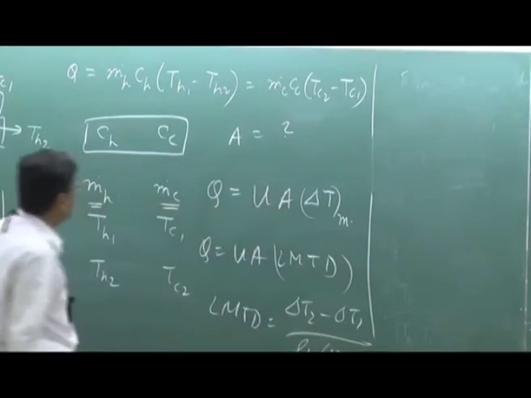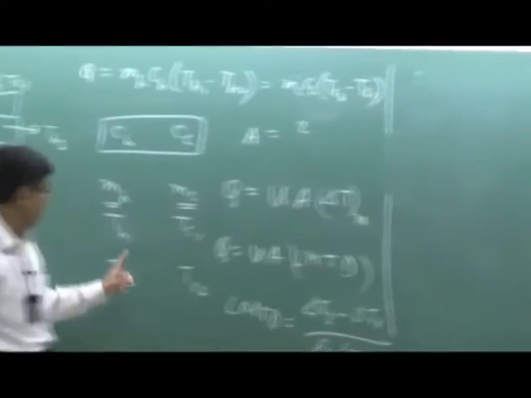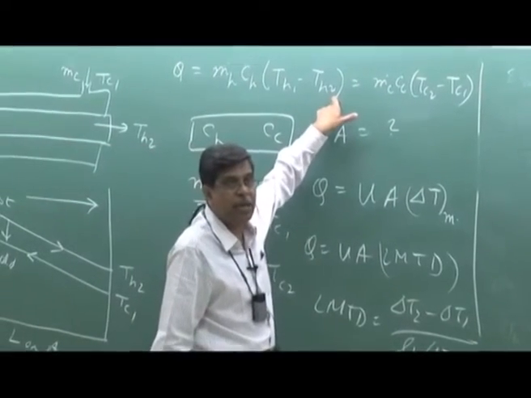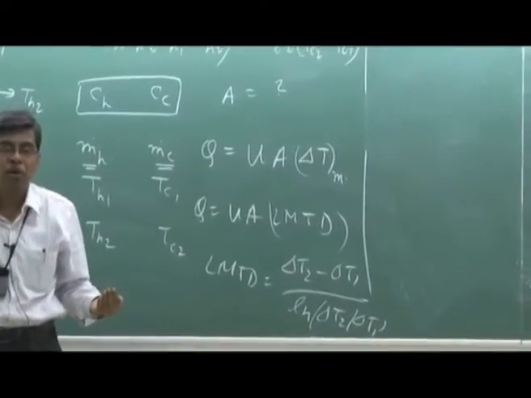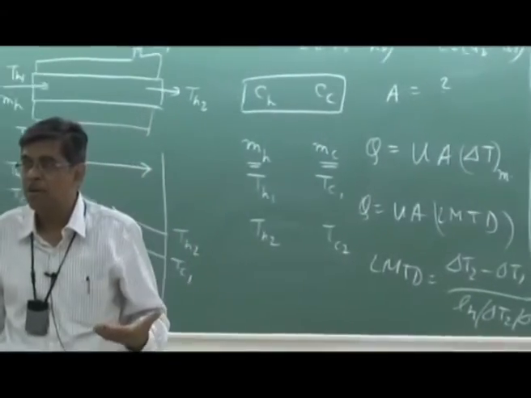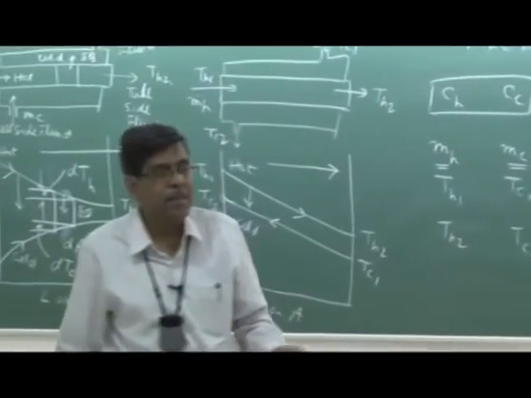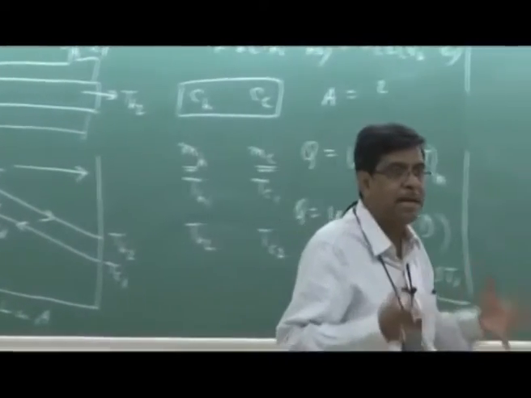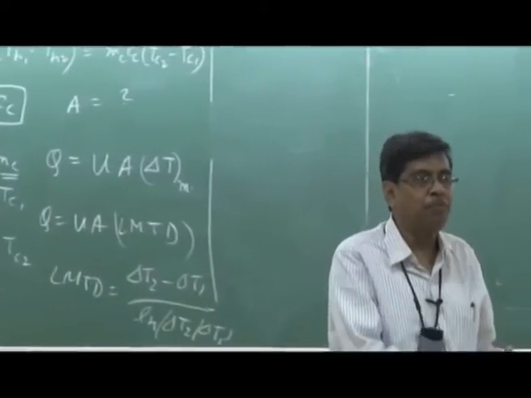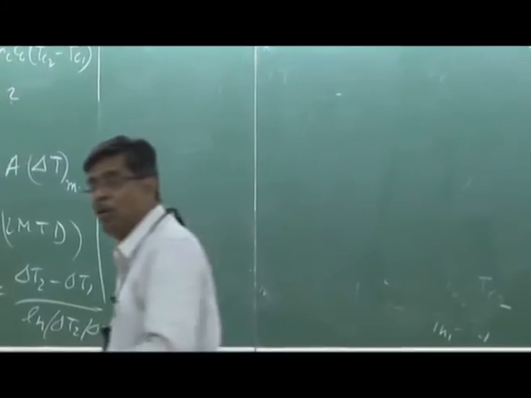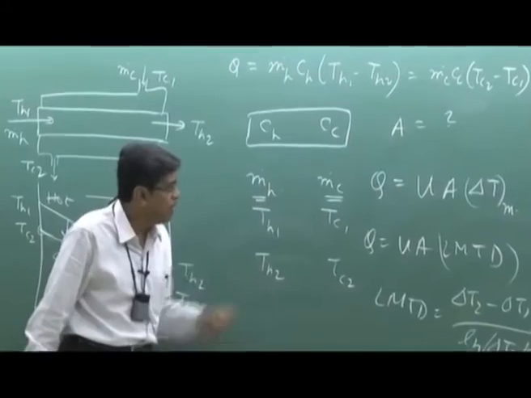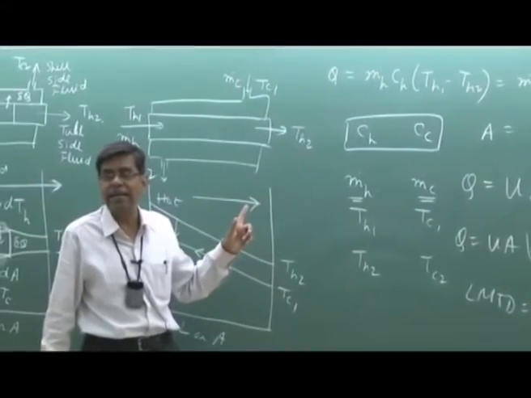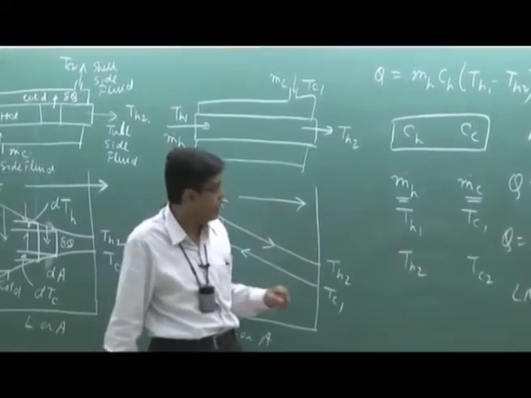Now, if I know only these two, Th1 and Tc1, not Th2 and Tc2, this equation cannot tell anything. So how to find this? We cannot know the LMTD. So for this type of problem, where the sizing is given but we have to rate the exchanger, meaning whether a particular exchanger with a given surface area is suitable or not, what do we have to do? We have to use an iterative method.